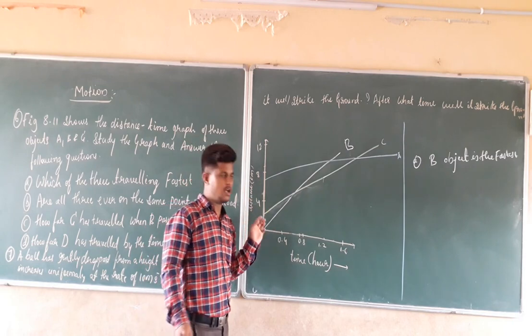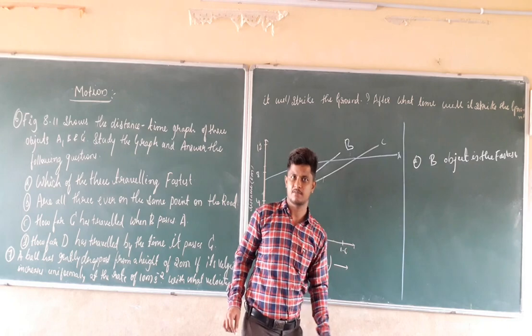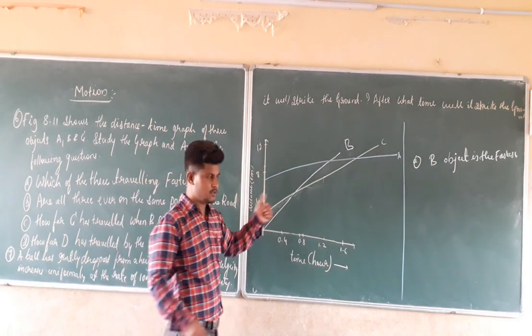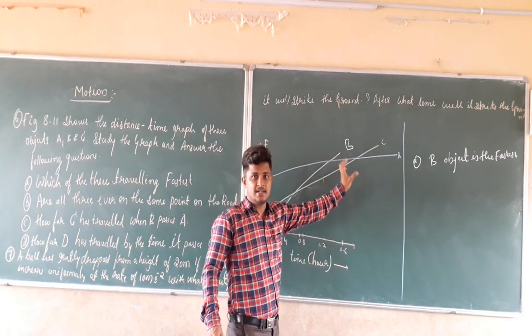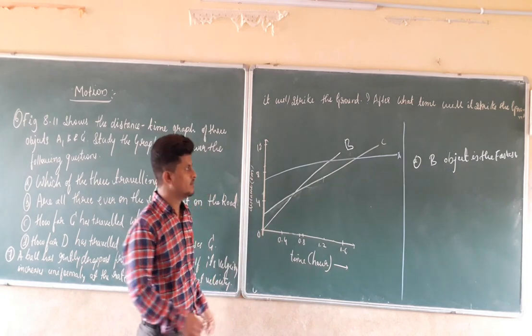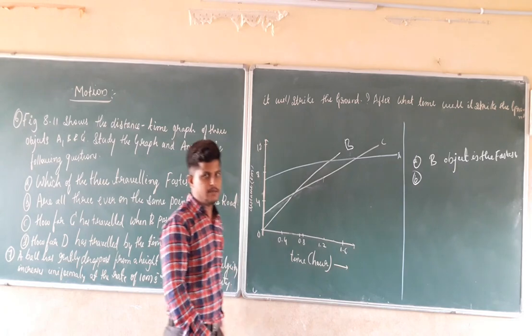You can use this formula or you can draw the slope for these lines so that you can get the speeds. Right? All the lines are not possible to draw on this board, so I am going to just generalize the question which is given in your textbook. Now next we are going to see the answer for the B question. What is the answer for the B question?